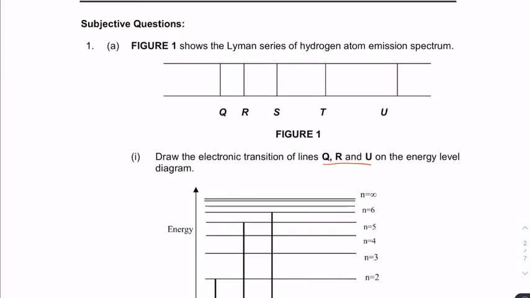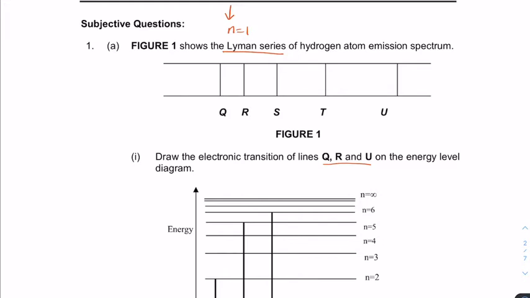First question about your Bohr postulate. Okay, so what does the Bohr postulate say? For the Lyman series, the electron must fall to n equal to 1. Okay, and it gives you a number of lines, starting from which side. When you look at this, you need to look at the distance.